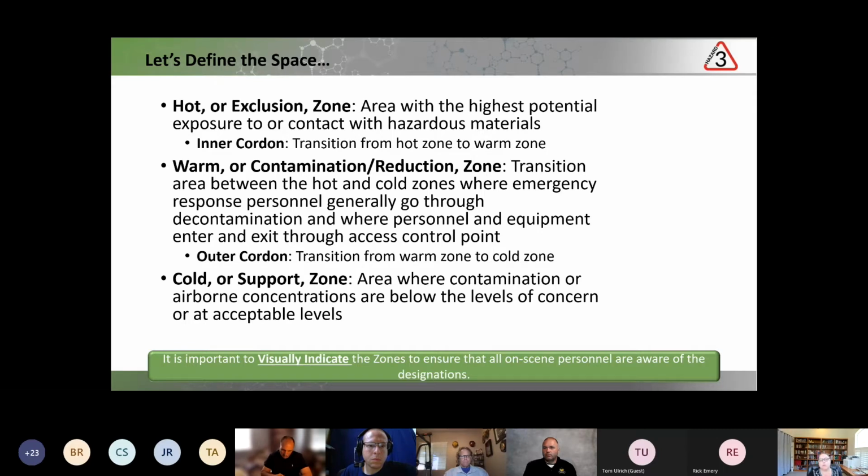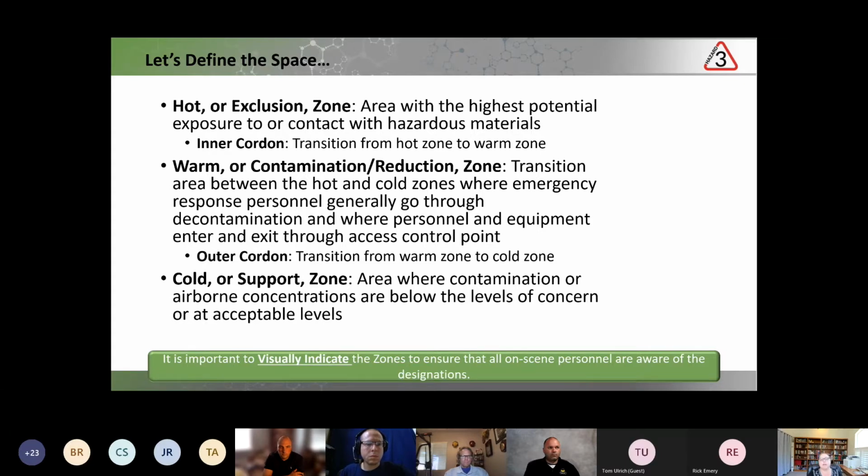But the real issue with the warm zone is generally a place where you have the access control points. It's where you keep track of who's going in and out of a contamination level, and you're minimizing that spread from the hot zone out further. And then, of course, the cold zone, that's where all of our support functions happen. That's where the contamination levels are below levels of concern or at acceptable levels. One of the things we have to remember is that if we can't measure these, then we may have to go with different areas, always erring on the side of safety.